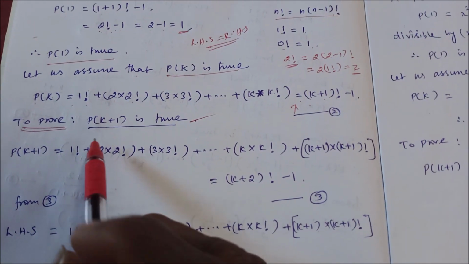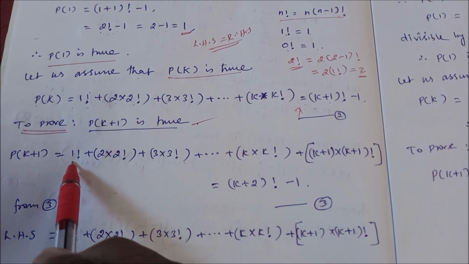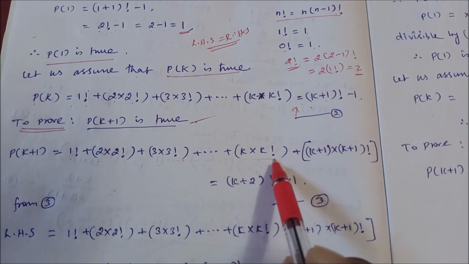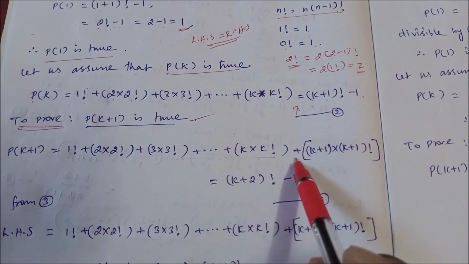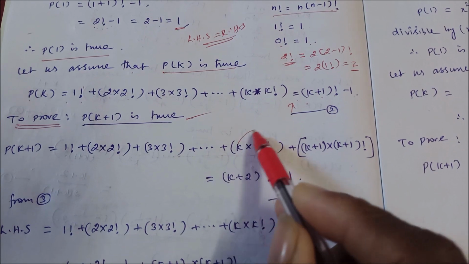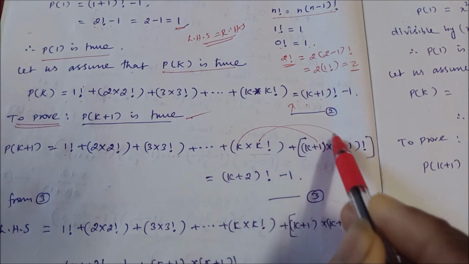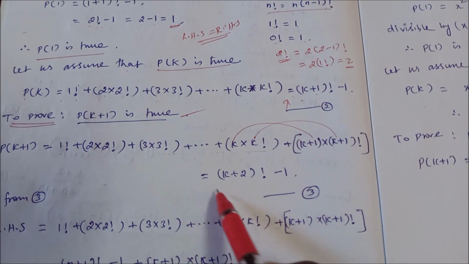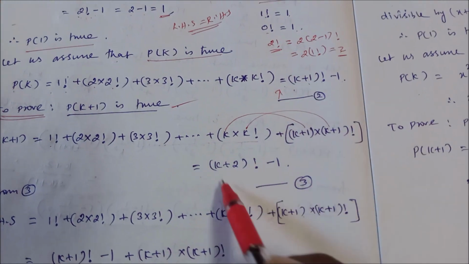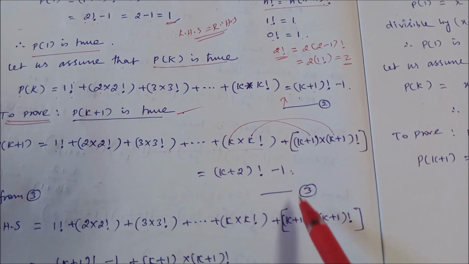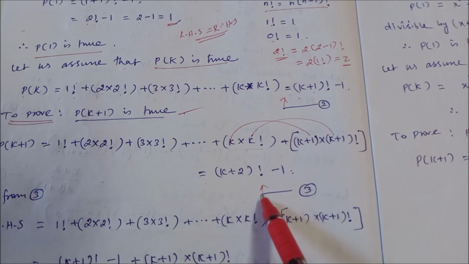So replace k by k plus 1. First we have to write out the kth term. The kth term means k cross k factorial. Replace k by k plus 1, k factorial by (k plus 1) factorial, equal to the RHS term, replace k by k plus 1, (k plus 2) factorial minus 1. This is equation number 3.